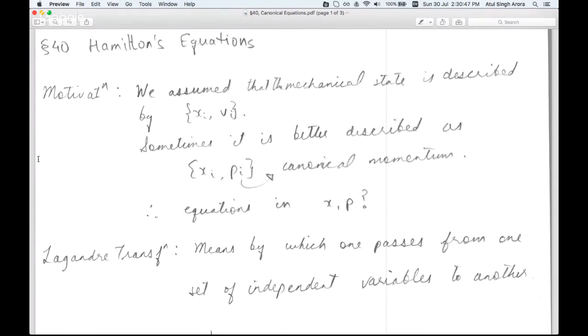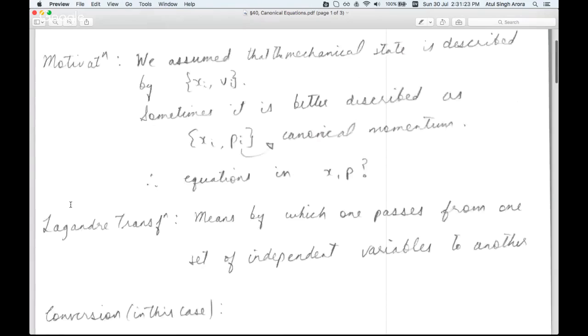The motivation behind this is that whatever we've done so far is a description of the mechanical system given in terms of the coordinates and the velocities of the different parts of the system. But sometimes it turns out it's better to describe the system in terms of its position and momentum, where this momentum is the canonical momentum that we defined in our Lagrangian mechanics. So if you're given a description in terms of position and momentum, the question we ask is, can you come up with a set of equations which use x and p instead of x and v, or x and x dot?